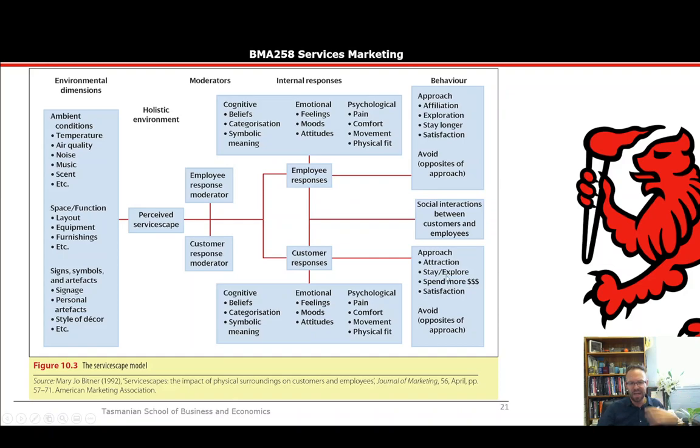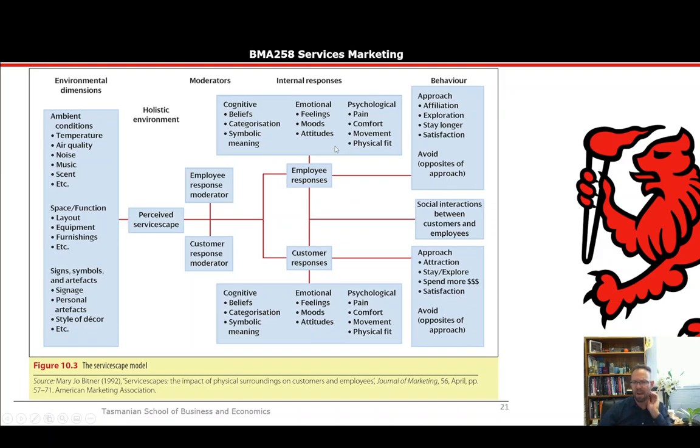It makes them want to stay longer and explore more of your Servicescape. So whether that's a retail outlet, they'll go through the aisles more. They will spend more time considering the services that you've got on offer. If it's unpleasant, they just want to leave. Because of this attraction and staying more, they actually end up spending more money because it's pleasant, and they're more happy as well.